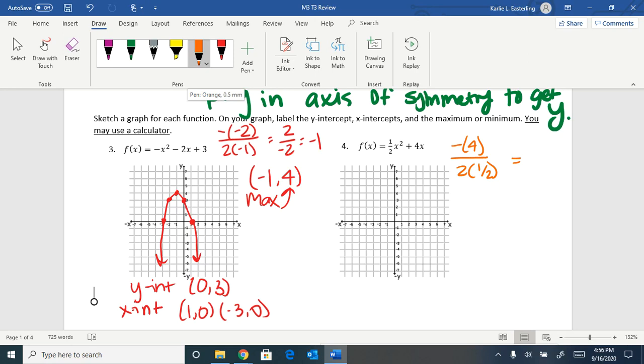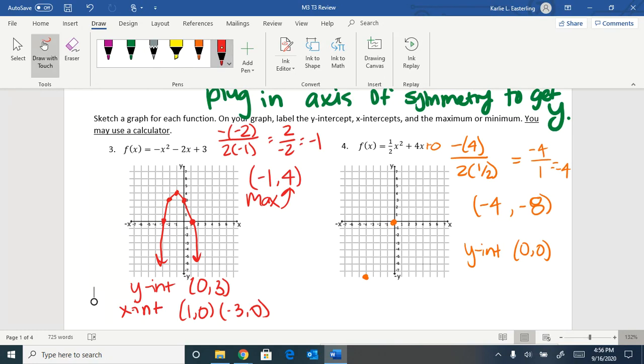So you would end up getting negative 4 divided by 1, which then gives us negative 4. And when you plug that back in, you're going to get negative 8, or you should. So that means we have negative 4 and negative 8. And it's a good thing this is positive and opens up because we couldn't graph much more down. So I can go ahead and tell you that our y-intercept is going to be at 0, 0 because our c value is 0.